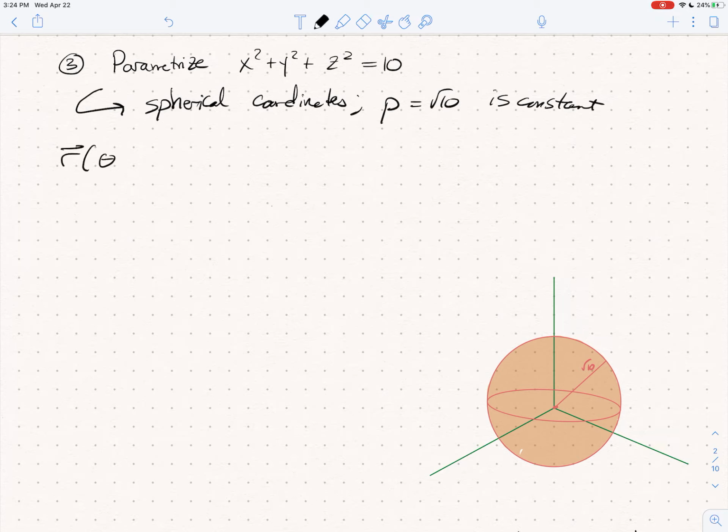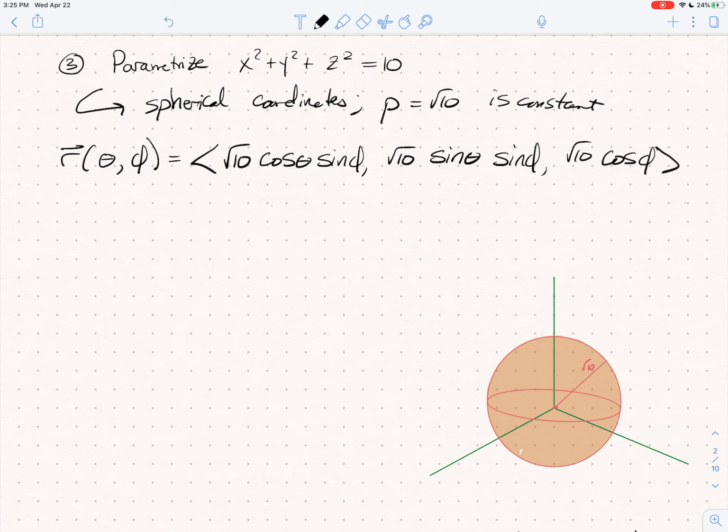So we're going to get my parametric function r of theta and phi, and I'm going to have, with rho as root 10, root 10 cosine theta sine phi, and then root 10 sine theta sine phi, and then root 10 cosine phi. So I'm just quite literally writing down the spherical coordinates to be able to describe the sphere, and I get a function of two variables which traces it out. I should tell you my bounds.